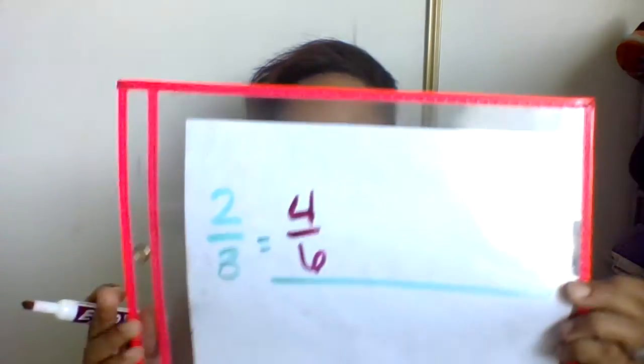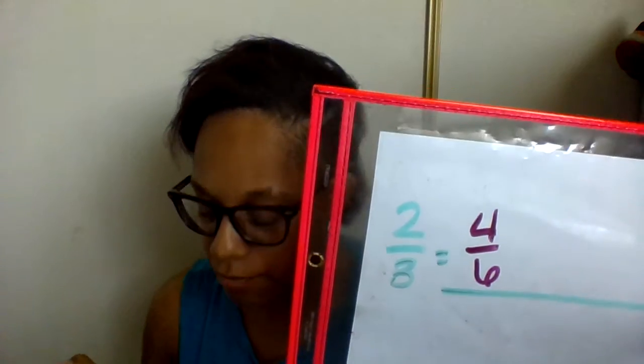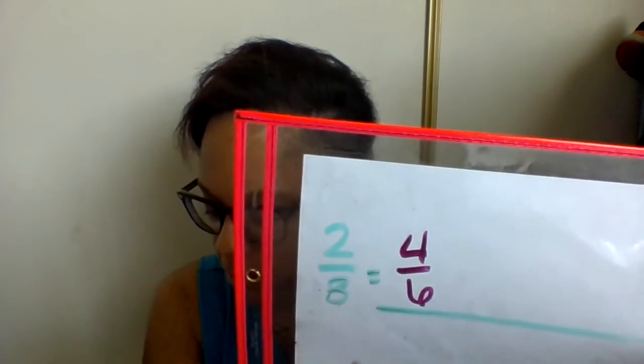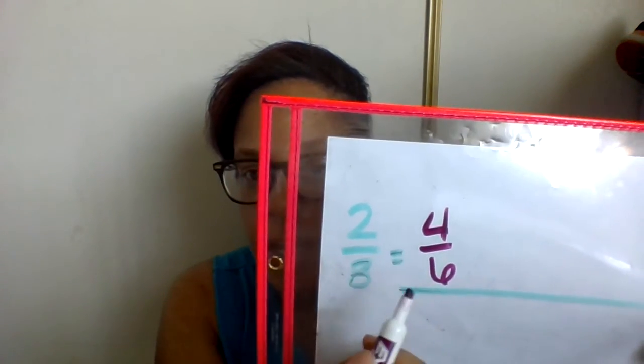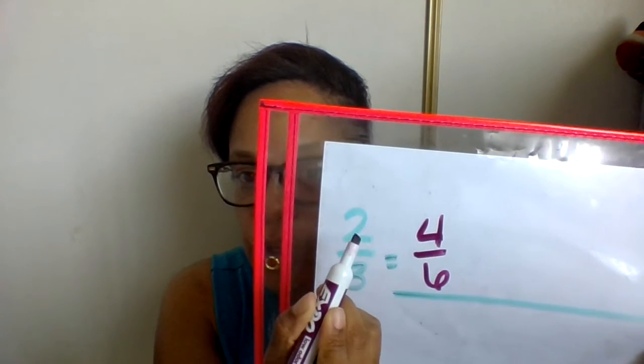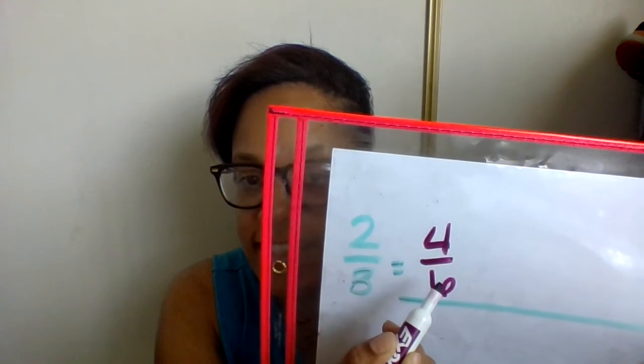All right, so we check our equivalent fractions by multiplying crossways, okay? So we can take 3 and we're going to multiply it by 4, and we're going to take 2 and multiply it by 6. If the answers are the same, then we have done our equivalent fraction correct.